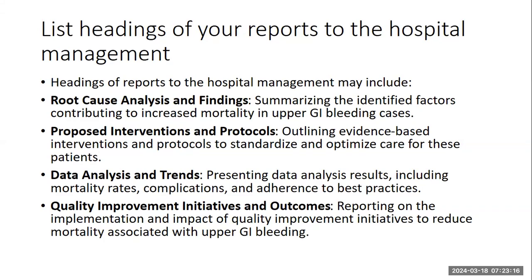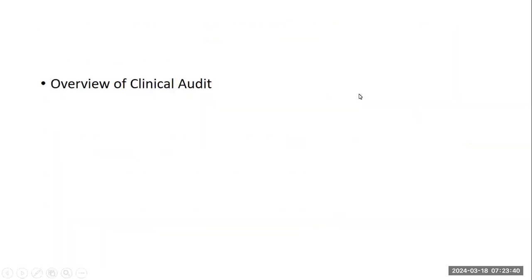So if you are conducting a clinical audit on upper GI bleeding, you have to look at what are the things that, you know, from the heading, the upper. Sorry, can I see the question? Can you scroll to the question?